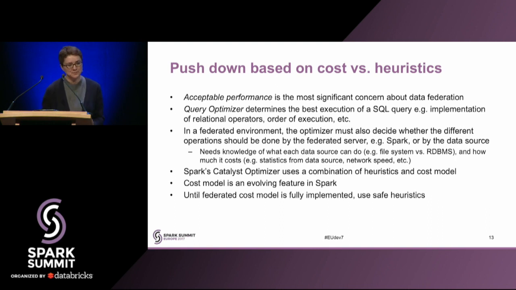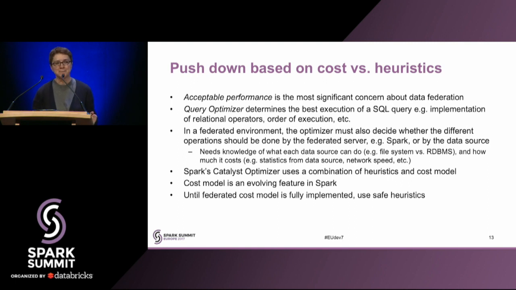Probably the most significant concern about data federation is acceptable performance. The optimizer is the component that decides the best way to execute a query. It is the one that chooses the implementation for various relational operators and their order of execution. In a federated system, the optimizer must also decide where to execute an operation: on the federated server, Spark in this case, or at the remote data source. For that, it needs knowledge of what each data source can do and how much it costs.